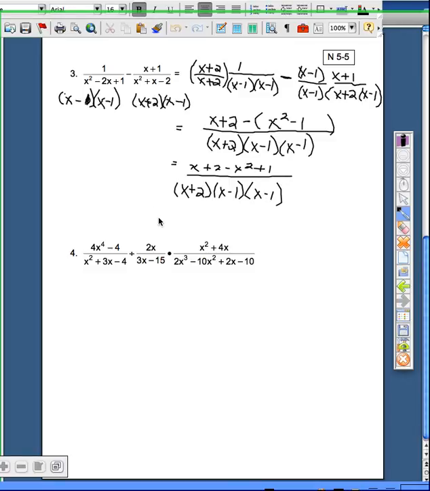All right, and when we combine those things, we end up with negative x squared plus x plus 3, all of that over x plus 2 times x minus 1 times x minus 1.